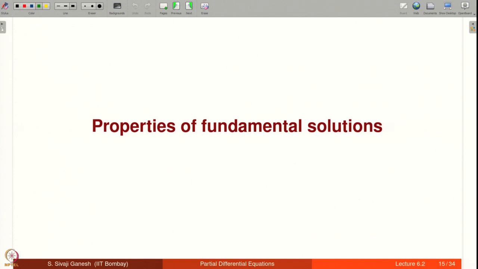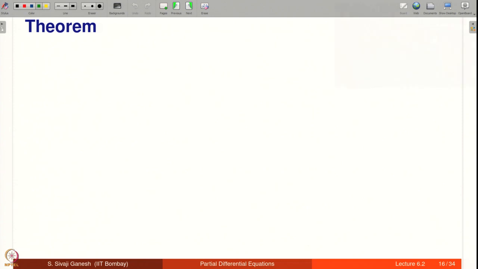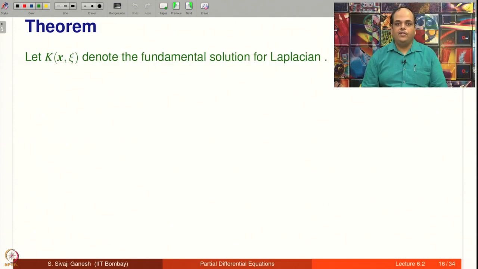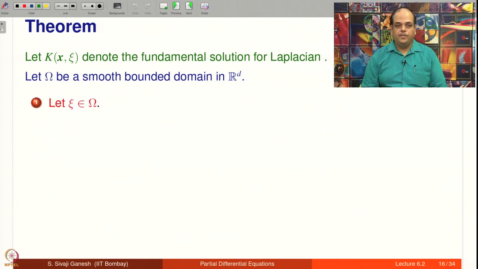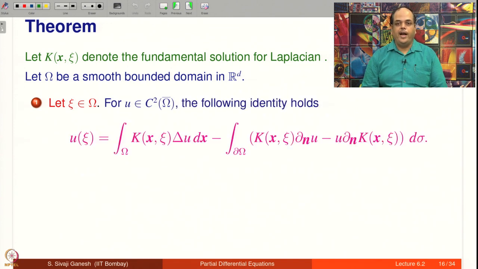Let us look at some properties of fundamental solutions. That is a theorem. Let k of xi denote the fundamental solution for Laplacian. We have already defined this on an earlier slide. Let omega be a smooth bounded domain in R^d. Let xi belong to omega. For u belonging to C2 of omega bar, the following identity holds. That is, u of xi is equal to integral over omega of k of x, xi Laplacian u dx minus integral over boundary of omega of k dou n u minus u dou n k d sigma.